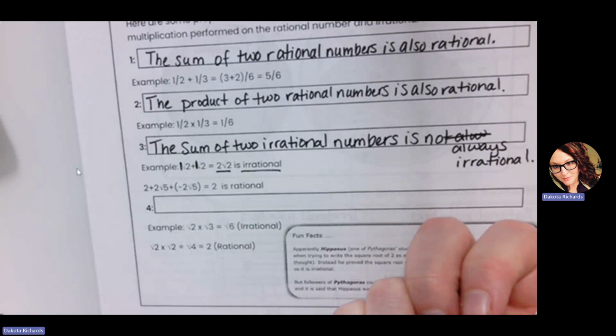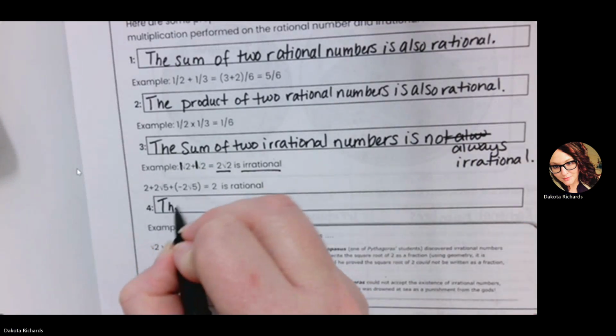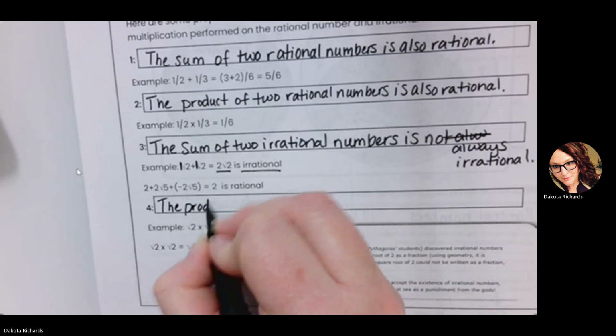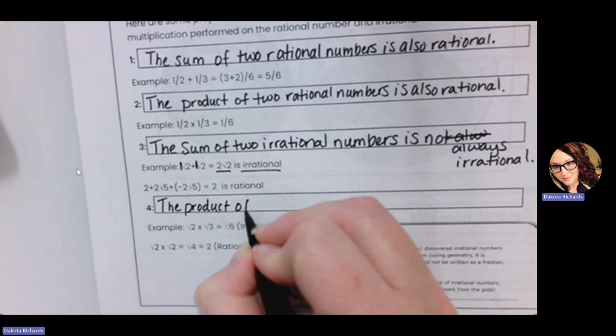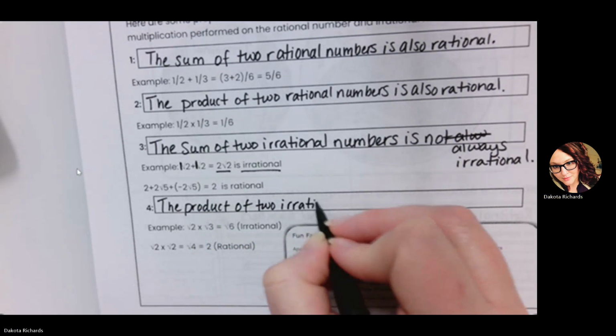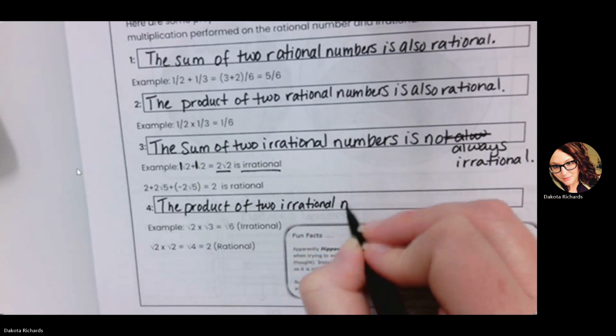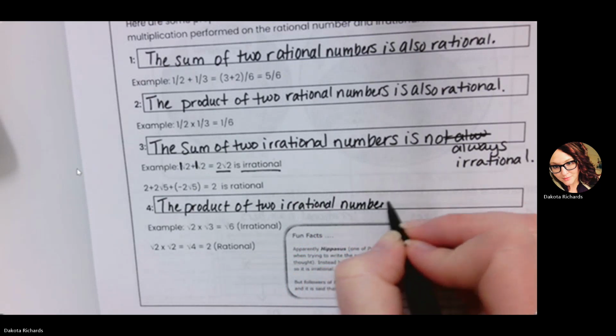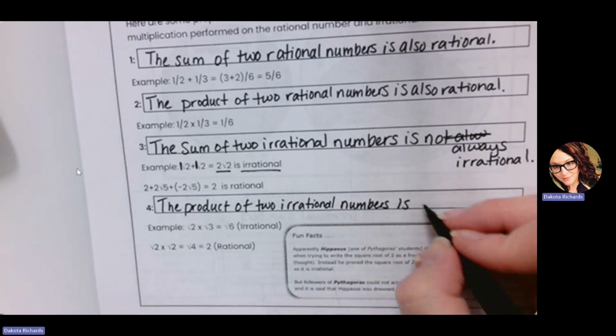All right, number 4. The product of two irrational numbers is not always irrational.